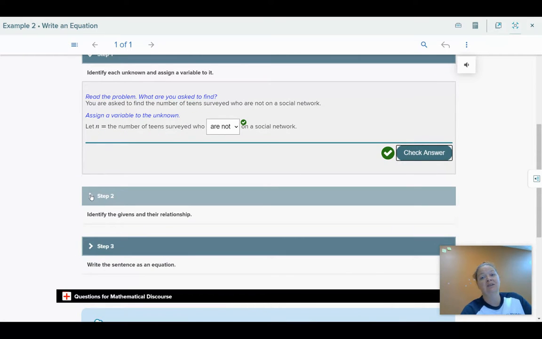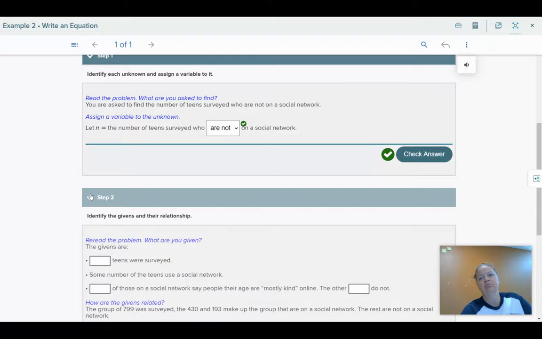Step 2, identify the givens and their relationship. Reread the problem. What are you given? The givens are 799 teens were surveyed. Some number of teens use a social network. Blank of those say people are mostly kind and the others do not. So let's scroll back up and see what those two numbers are.